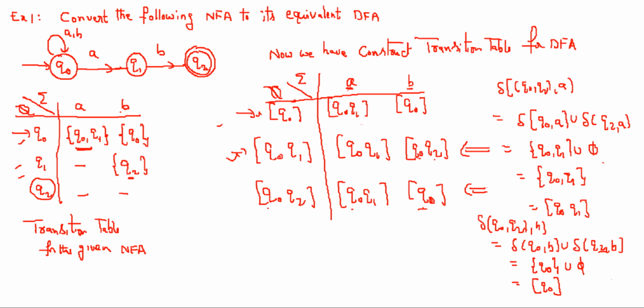Now what is the final state in the NFA? In the NFA, Q2 is the final state. Now whatever states are linked with Q2 will be the final states in the DFA. Here this is linked with Q2, so this is the final state in the DFA. Q0 Q1 is a new combined state in the DFA. Similarly, Q0 Q2 is a new combined state in the DFA. Now we have successfully constructed the transition table for the given NFA. Now we have to convert the transition table of the DFA into the required DFA.